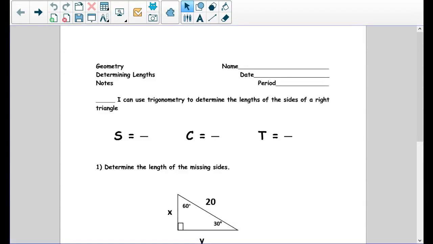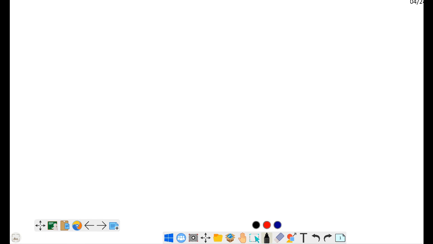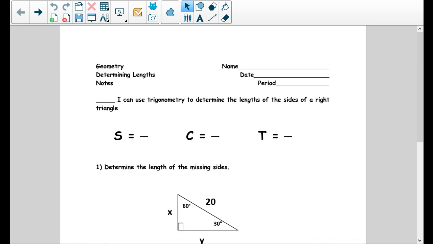Okay, so we're picking up where we left off last week. We did the trig ratios: sine, cosine, tangent. Now we're going to go a step further. Last week we reviewed, so let's review.